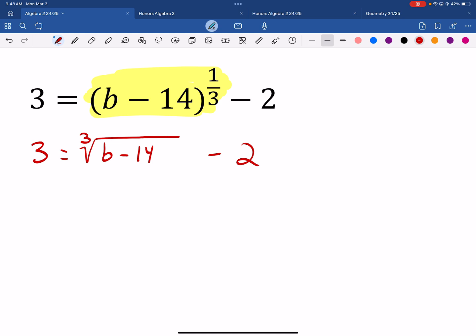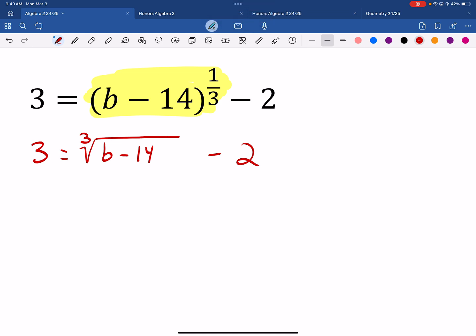Now it looks like a problem that we just kind of got done solving. So anytime you got something that's a fraction, especially if it's 1 over something, rewrite it this way. It makes life easier. Go ahead and finish this off. See if you can finish that off. Isolate the radical. In this case, then cube each side. Solve for b and check it.